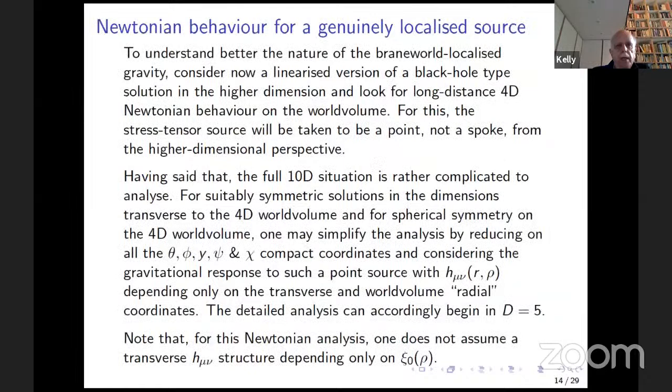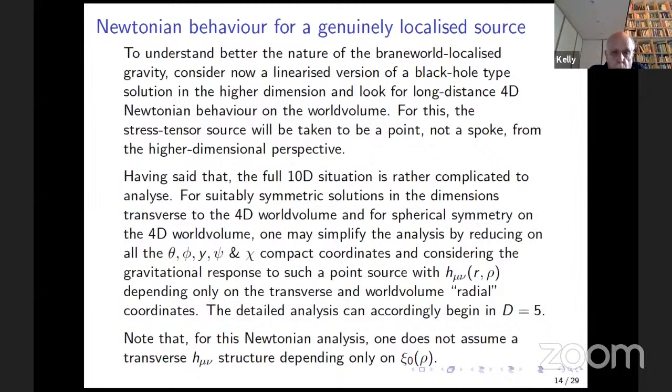Okay, so now the main topic that I want to discuss today is to go beyond this study that I've just summarized about gravitons on the world volume to look at what happens when you actually put a source and see to what extent one can reobtain four-dimensional Newtonian behavior. And the source should be a genuinely localized source from the higher dimensional point of view. Again, we're going to work at the linearized level. We'll look for long-distance four-dimensional Newtonian behavior, and the stress tensor source will be taken to a point, not a spoke, from the higher dimensional point of view.